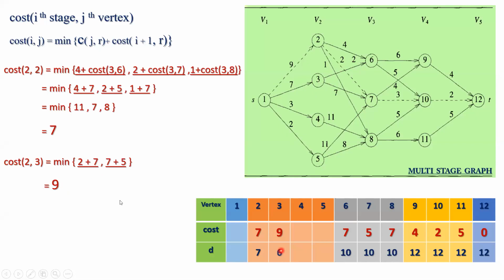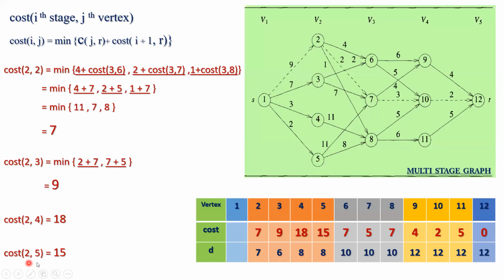Next, similarly, if I calculate for vertex 4, how many options are there? Only one option. What is that? 11 plus cost of 8. What is the cost of 8? It is 7. 11 plus 7, only one option, is 18, and I have updated it. To which vertex is it leading us? From vertex 4 to vertex 8, and hence D is 8. I am writing here in the table.